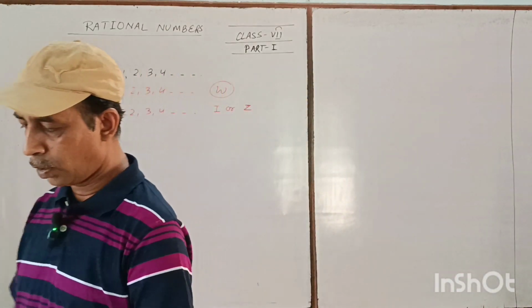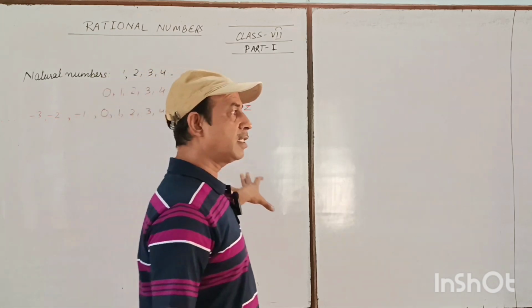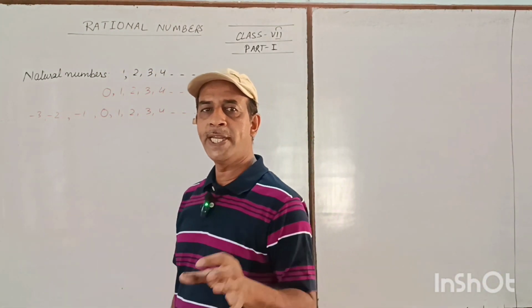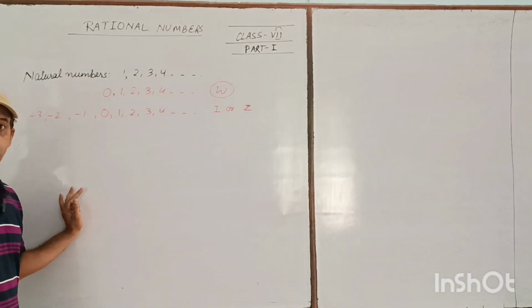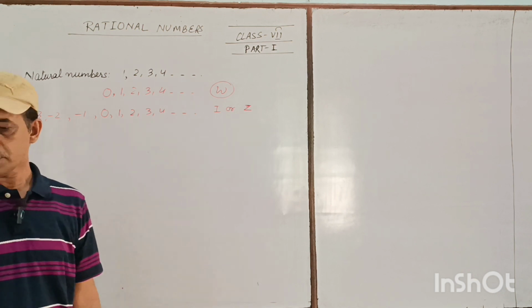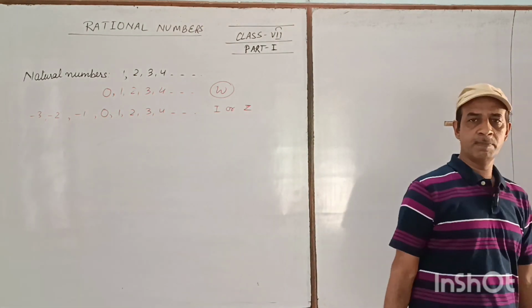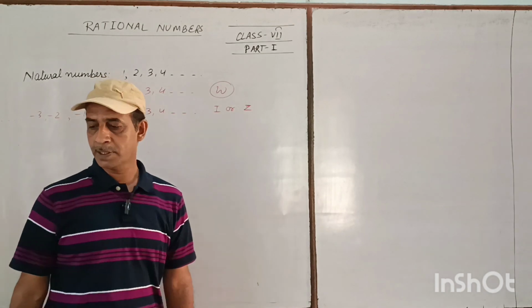After this, what is there? But time to time, leaving these numbers, we also need some negative fractional numbers. Fine. So, the requirement of these negative types of fractional numbers leads to the concept of rational numbers.